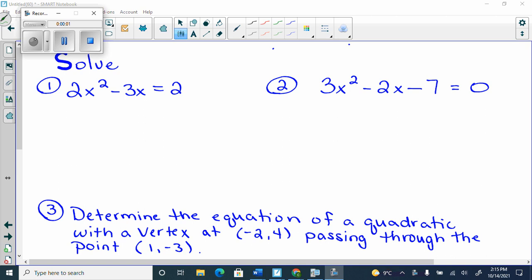...could solve by factoring. I also told you that if you chose to use the quadratic formula, because I didn't say solve by factoring, you could have done it. It's way longer, but optional. Okay, so we have to get it equal to 0.